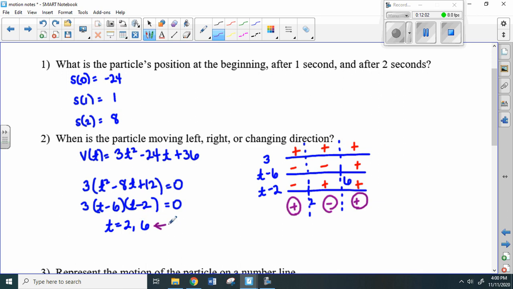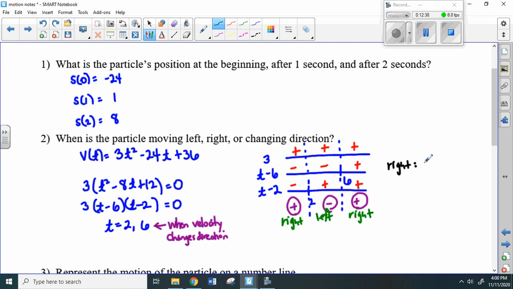Both of these are when velocity changes direction. Now, the other thing that you can get from this sign chart is when it is moving right or left, because a positive means right and a negative means left. But you do need to convert those to intervals. So when is the particle moving right?